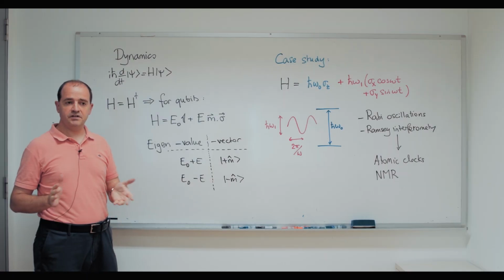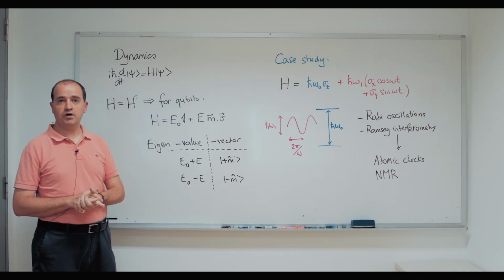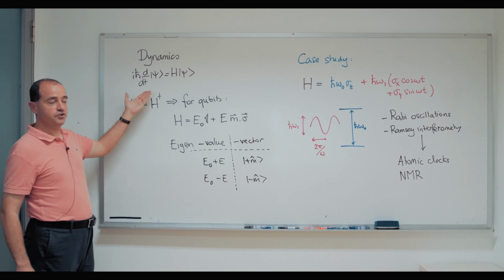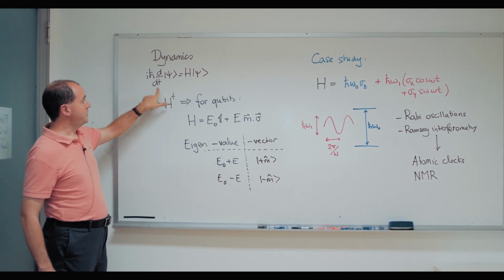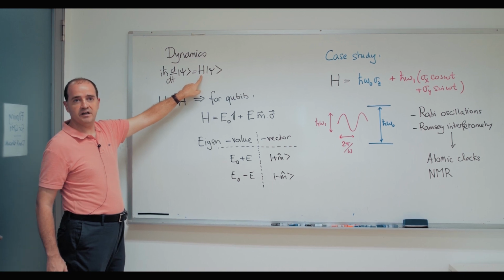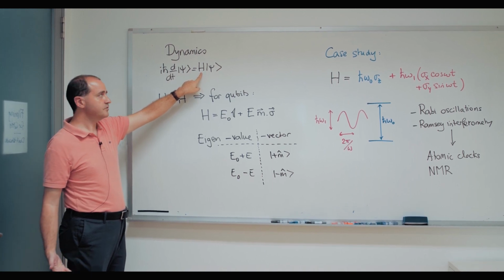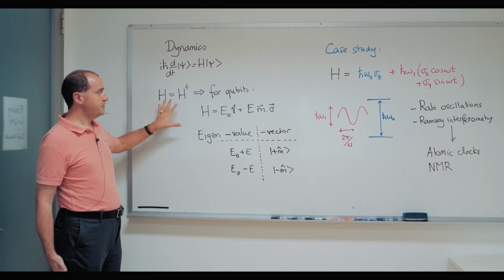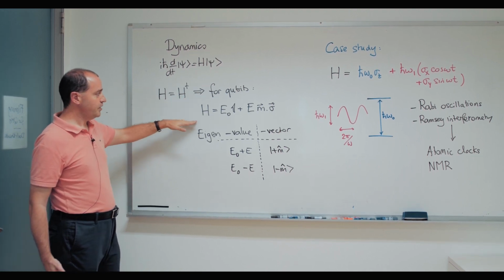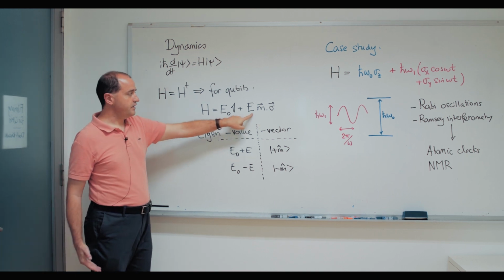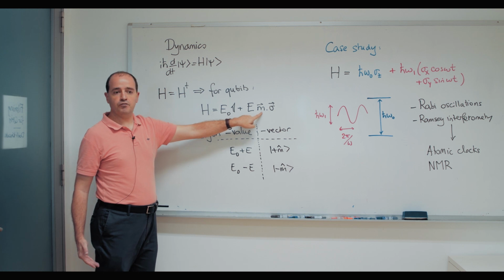Also in this chapter dedicated to two-level systems, we shall have a look at the dynamics of a two-level system. Remember that the dynamics, we said in general, is described by the Schrödinger equation. The time derivative of the state is essentially the application of the Hamiltonian, again an operator, in this case a 2x2 matrix, on the state. The Hamiltonian, remember, is a Hermitian operator. Therefore, for qubits, every Hamiltonian has this form, with E0 and E real and M of length 1.